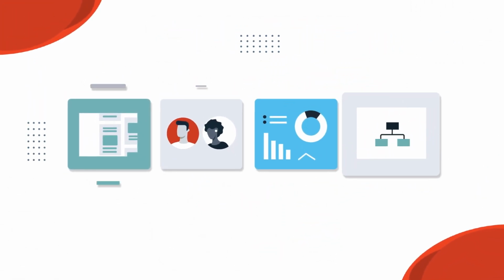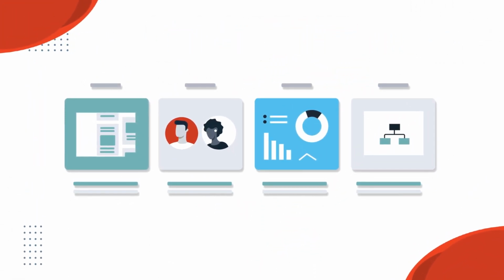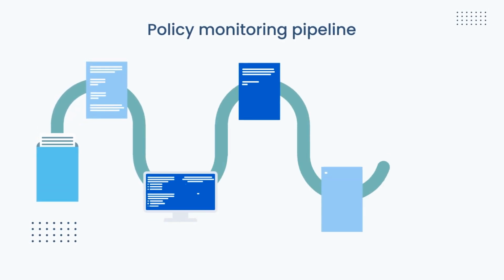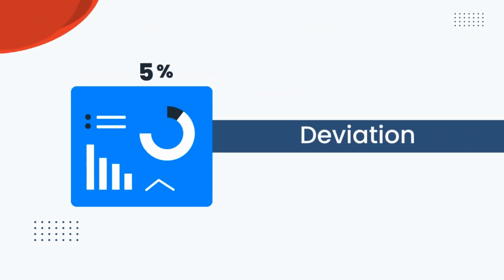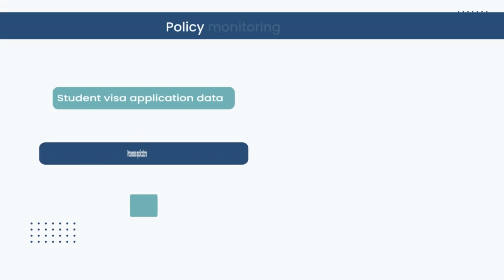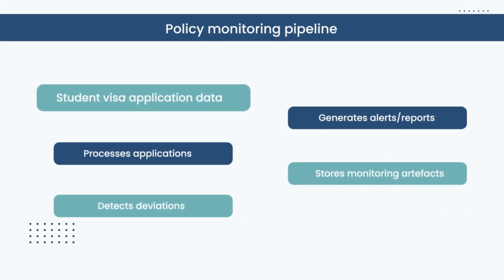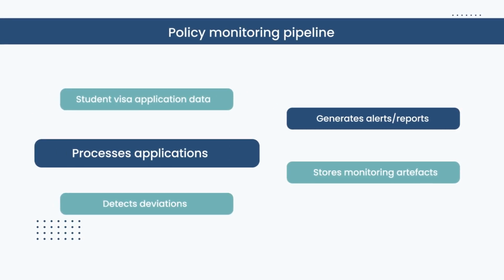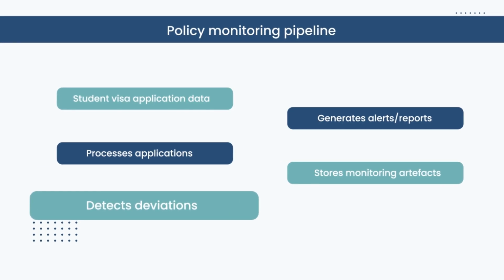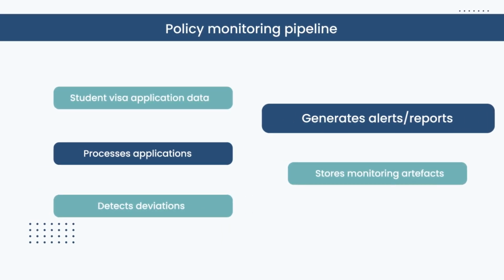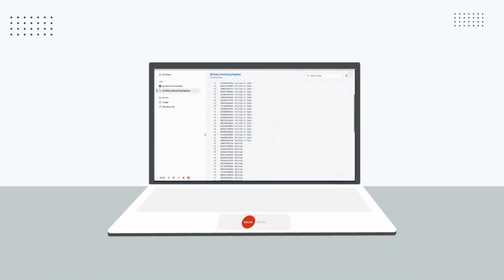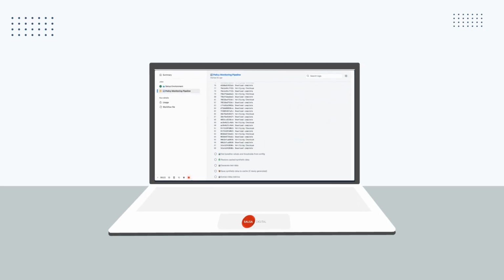Using GitHub Actions, we've created a custom workflow for policy monitoring. The policy monitoring pipeline loads baseline values and thresholds from configuration. In this case, we've set the thresholds to a 5% deviation. The custom pipeline systematically generates student visa application data, processes applications using OpenFisca simulations, detects deviations, generates alerts and reports, and stores monitoring artifacts. On screen, the full policy monitoring pipeline workflow from our tool is running.